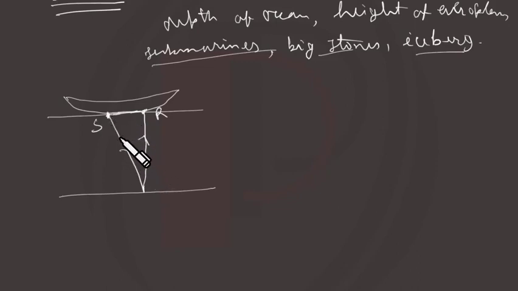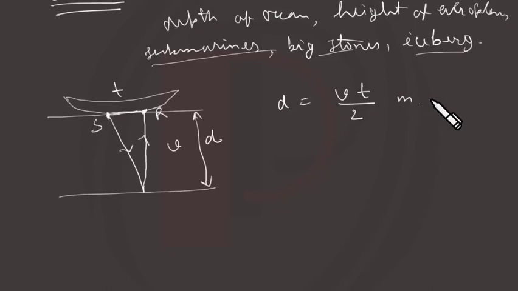This distance is very small compared to the depth of the ocean. Therefore, if the velocity of sound is v, and the receiver receives the signal t seconds after the source releases it, then the depth d should be the velocity of sound times t divided by 2, because it went all the way to the bottom and then came back. That must be in meters or kilometers, whatever. So that is the depth of the ocean.